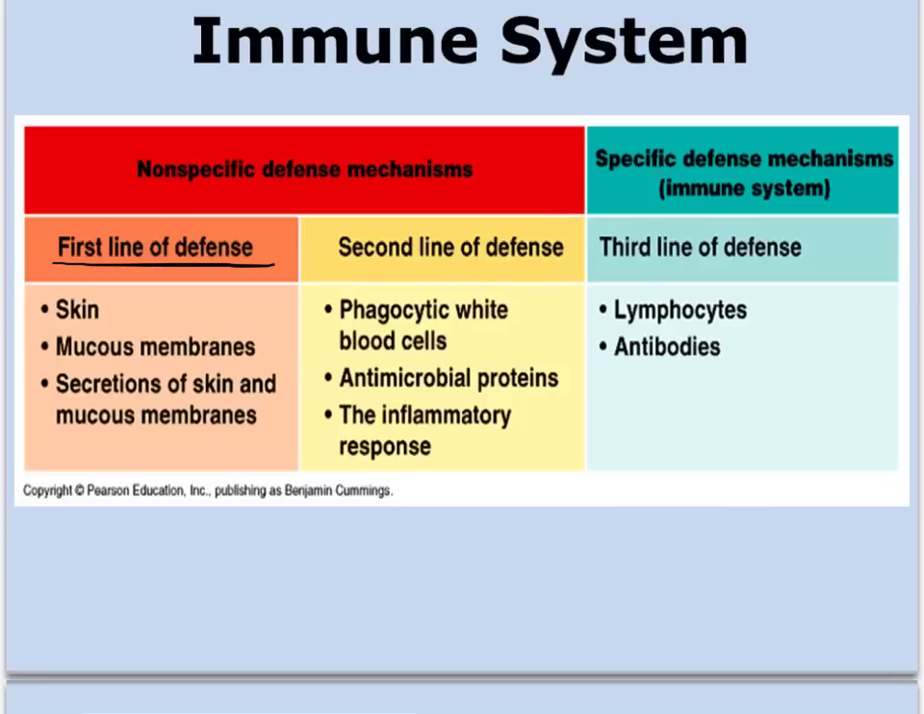They'll work on brushing those back out of your body. Our second line of defense is the phagocytic white blood cells. These are the ones that walk around and eat stuff, the eaters.